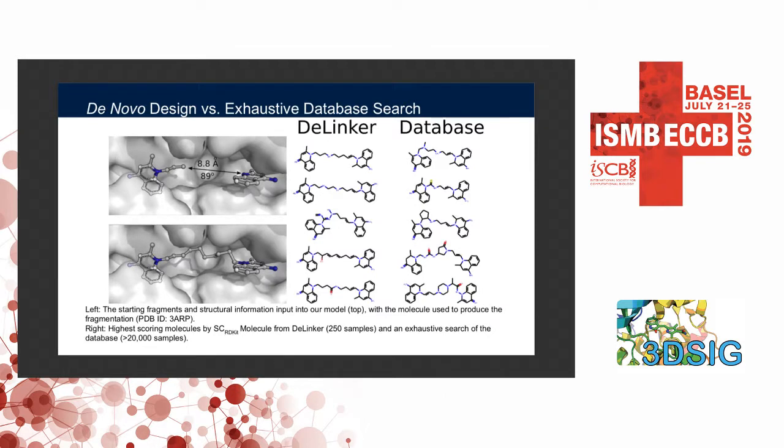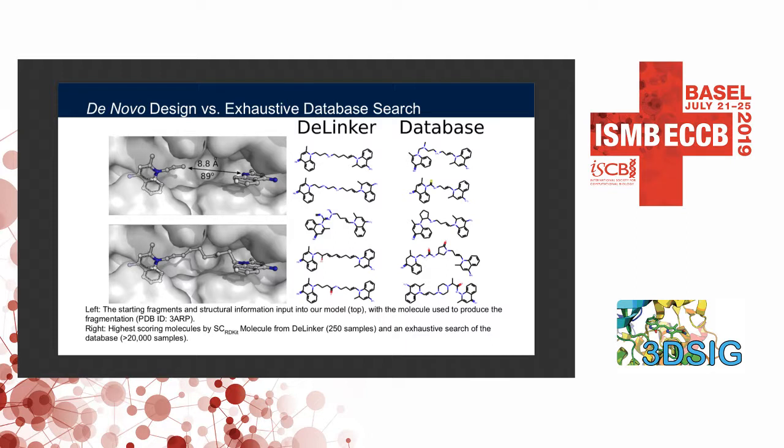Finally, I'd like to leave you with an example where no matter how much you like your database, you would have been unable to solve your problem, even if you'd searched your database exhaustively. So we took this example on the left-hand side that was in the CASF set, where you can see the linker between the 2 is, I think it's a 7-carbon chain, and a fairly sizable gap between the 2 molecules.